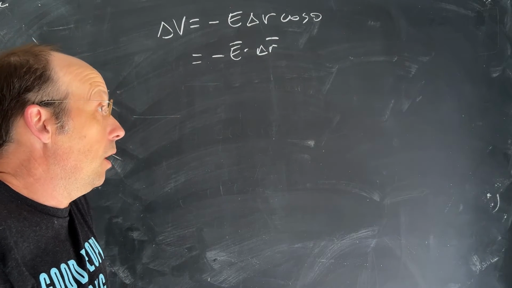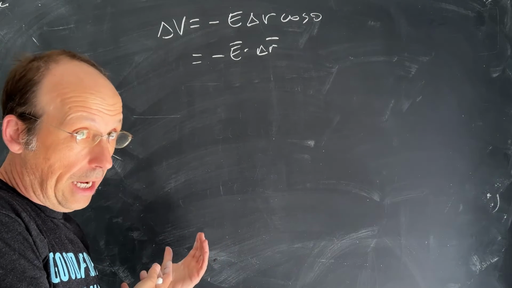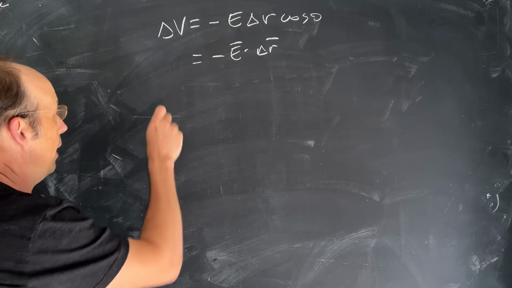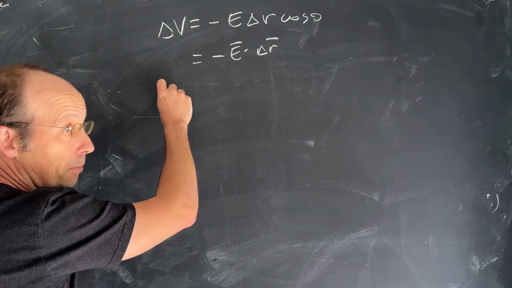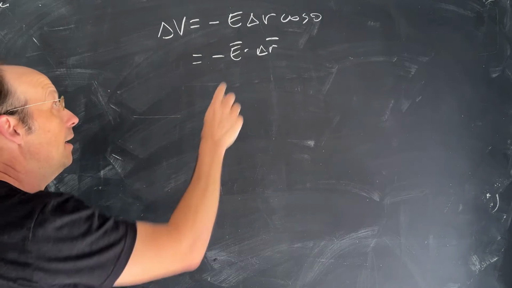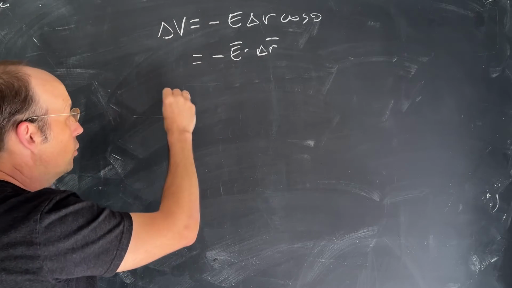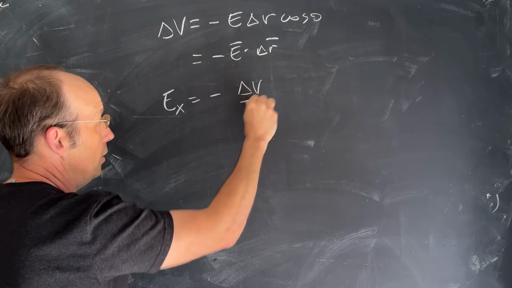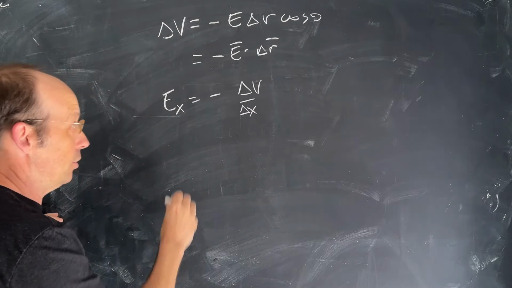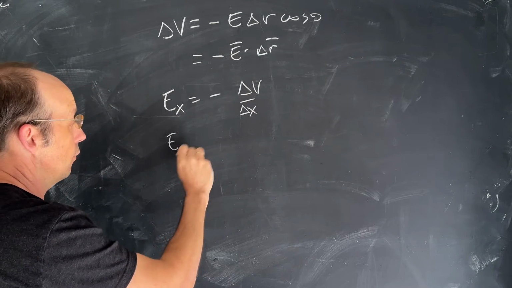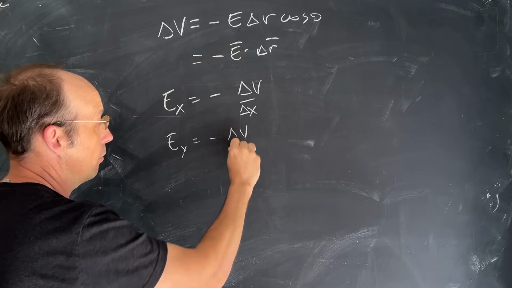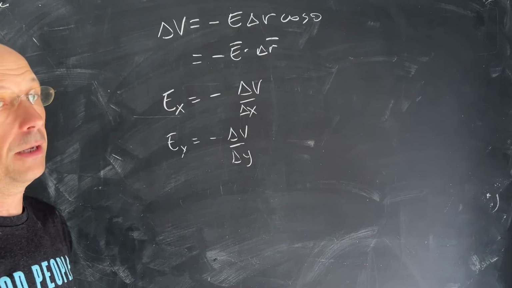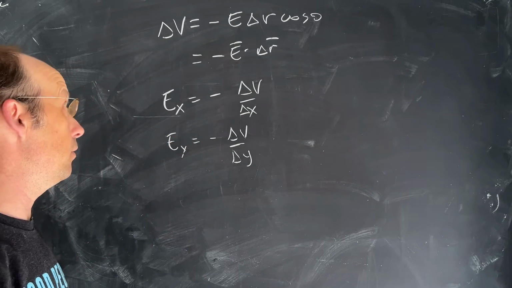Well, what if I know the change in potential? Can I go the other way and find the electric field? And you kind of can. Okay, and the book actually wrote this wrong. If I know the change in potential and the displacement, I can find, the problem is the electric field is a vector. So actually I get the x component of the electric field is negative the change in potential divided by the change in x position. The y component of the electric field is negative the change in potential with respect to y. Okay, so you have to do it twice, and then you can get the x component and the y component. You have the vector value of the electric field.